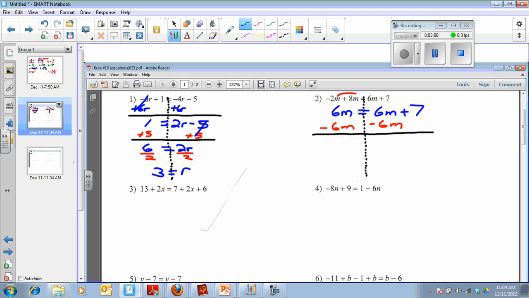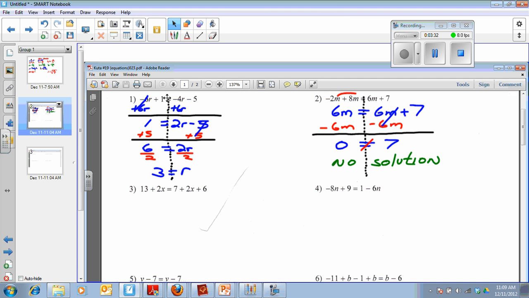Put things together, that's what my sum line tells me to do. A positive 6m and a negative 6m put together is 0. A positive 6m and a negative 6m is 0, but I really don't need it over here. The only thing I have left is a positive 7. And I'm saying to myself, wait a minute, what is this trying to tell me in math? 0 does not equal 7. Anytime you see this, what it's trying to say mathematically is there is no solution. Anytime the variables disappear, usually you're going to get two numbers. If those numbers do not equal each other, mathematically we're saying no solution.